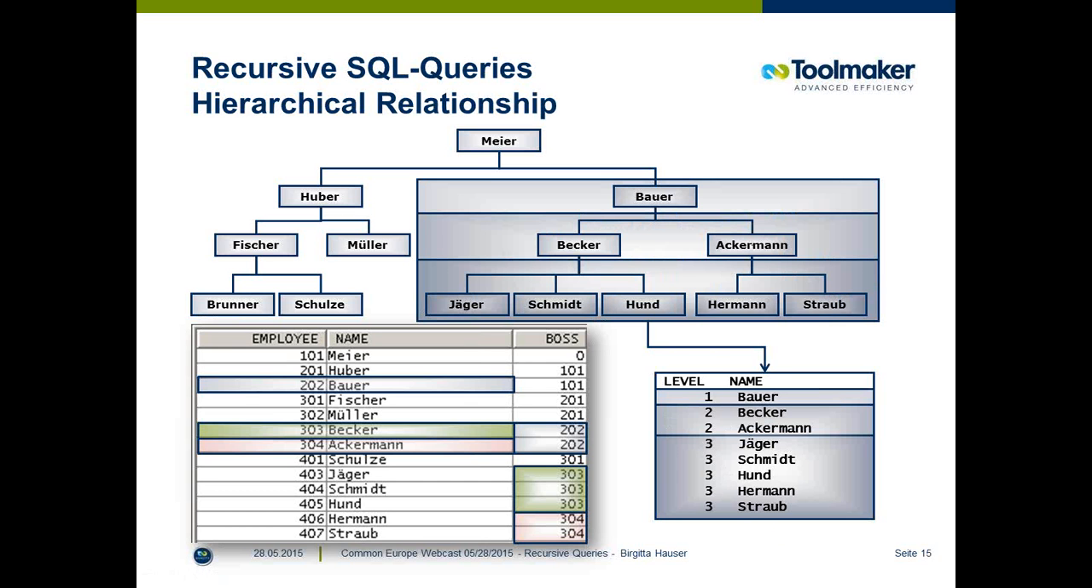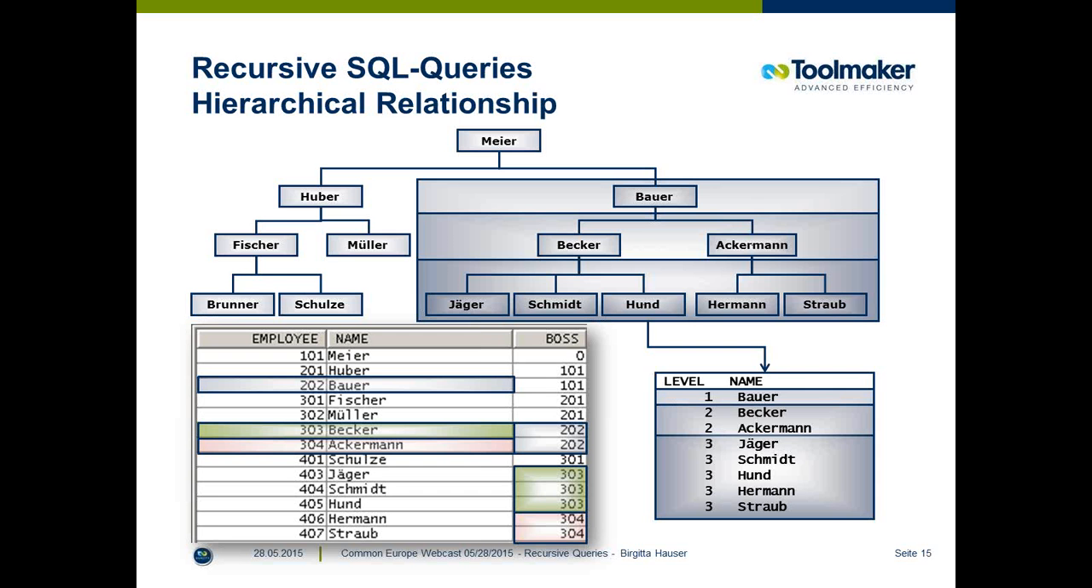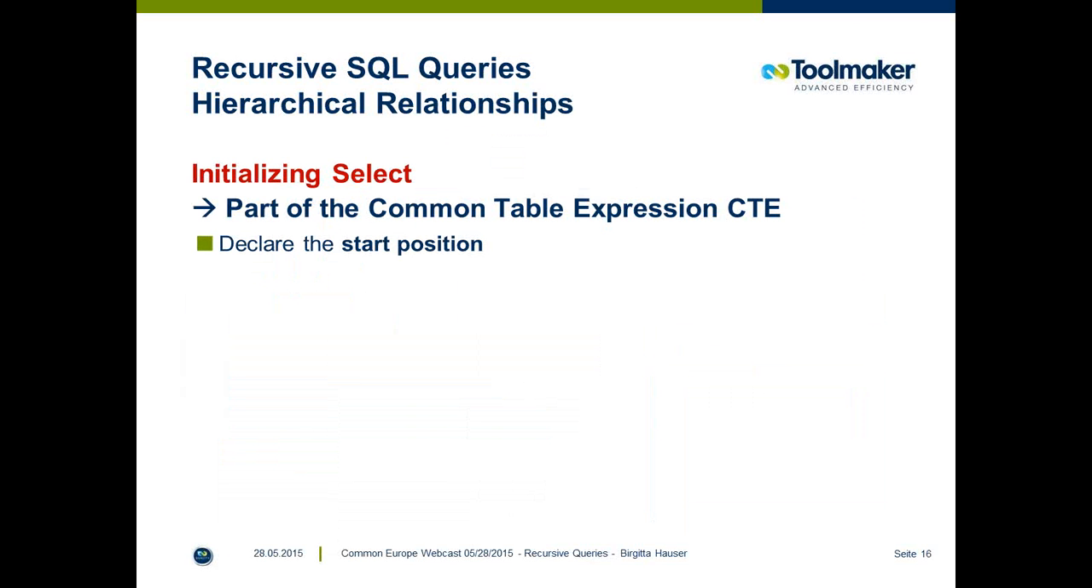Now let's have a look at the syntax of this. The first thing we need, if we execute a recursive common table expression, is to specify where we want to start. In our example before, we wanted to start with the employee Bauer. So we need an initialization select statement. This is the start position.